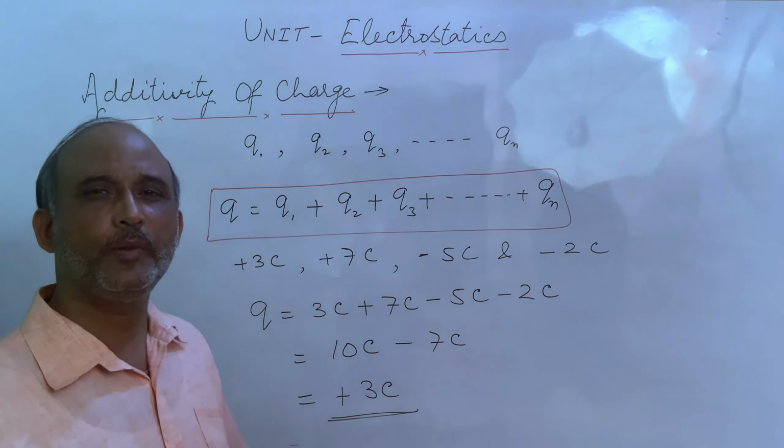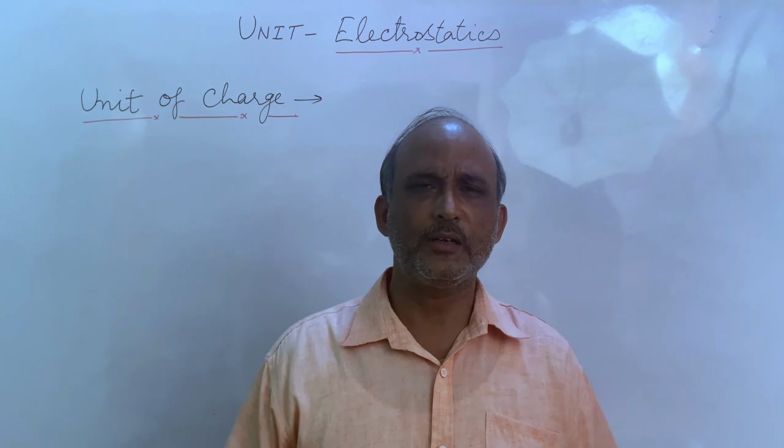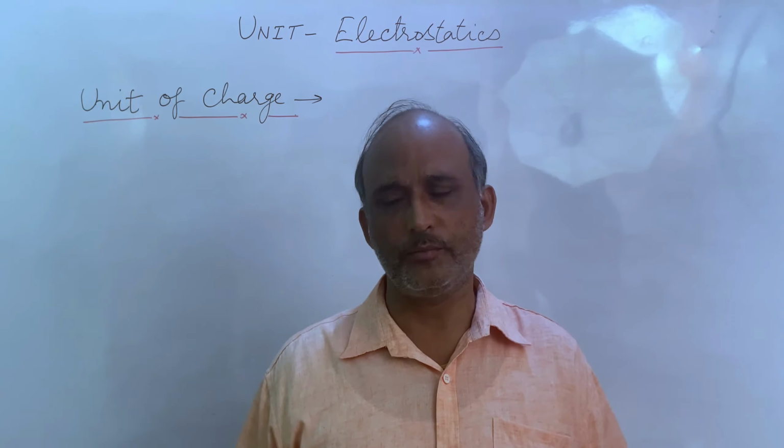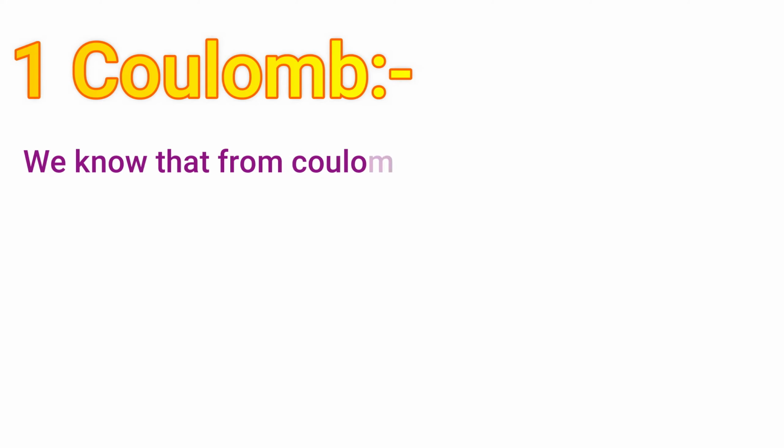The next topic is unit of charge. We know that the unit of charge is coulomb. Then how can we define 1 coulomb? From Coulomb's law, the electrostatic force of attraction or repulsion between two point charges Q1 and Q2 placed at a distance r is given by F is equal to 9 into 10 raised to power 9 Q1 Q2 upon r square. It is Coulomb's law.